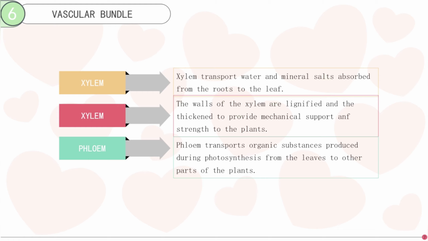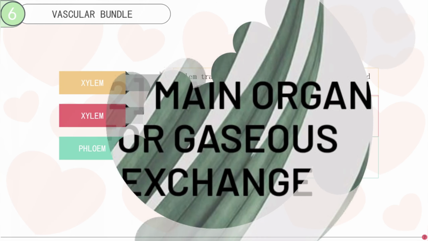Lastly, vascular bundle, xylem. Xylem transports water and mineral salts absorbed from the roots to the leaf. The walls of the xylem are lignified and thickened to provide mechanical support and strength to the plants. Phloem. Phloem transports organic substances produced during photosynthesis from the leaf to other parts of the plant.